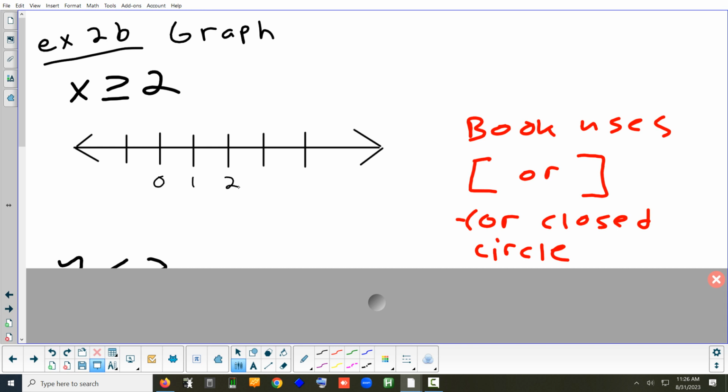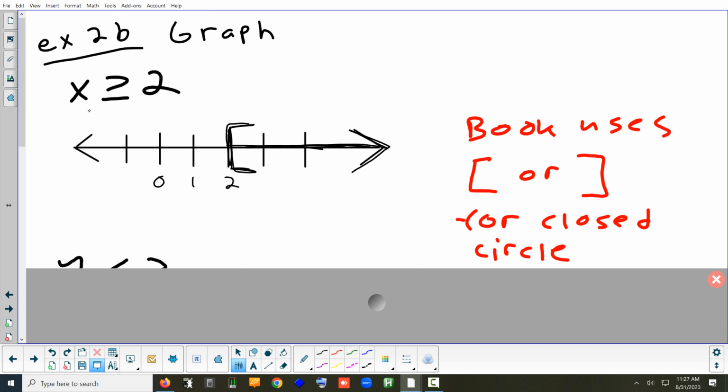But you have to pick the right bracket. The bracket has to face the way you're going to shade. So if I'm shading to the right, my bracket would look like this. So it's very similar, except it uses a bracket. The reason you have to know that notation is because I might give you a picture like this on a test and ask you, what does this picture mean? And then you tell me x is greater than or equal to 2.